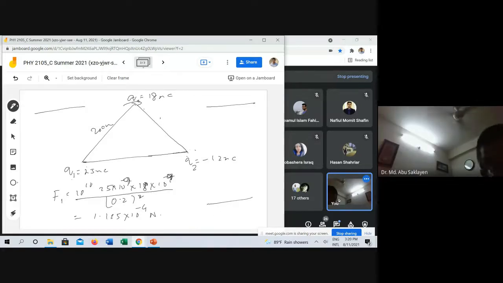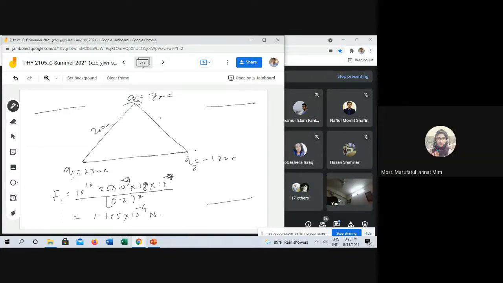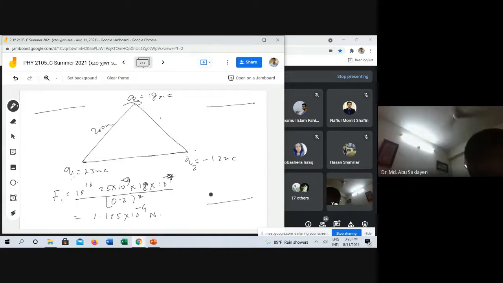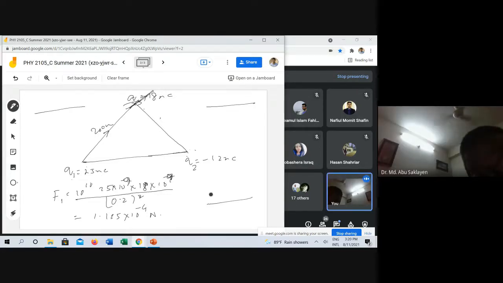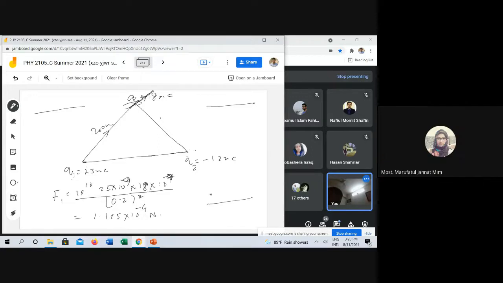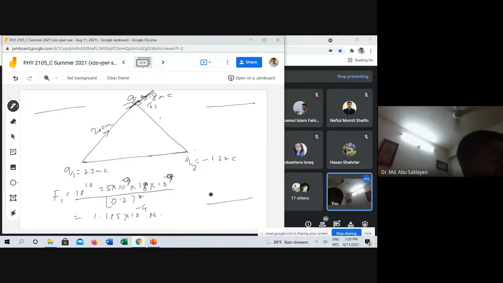Okay, what is the direction? Tell me the direction. Positive toward Q3, so F1 is along Q1 to Q3. It is not along any axis.